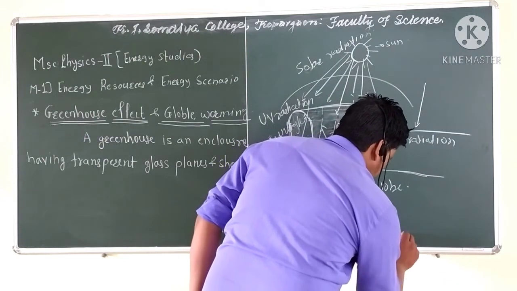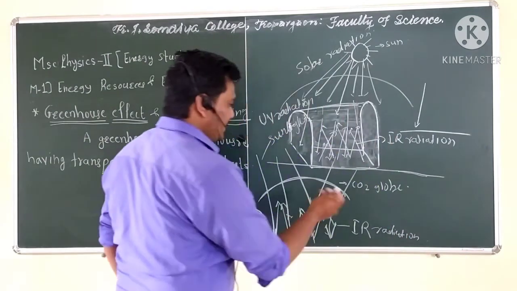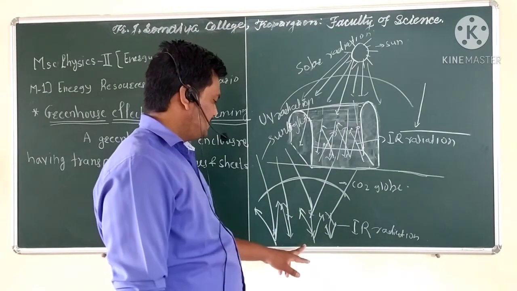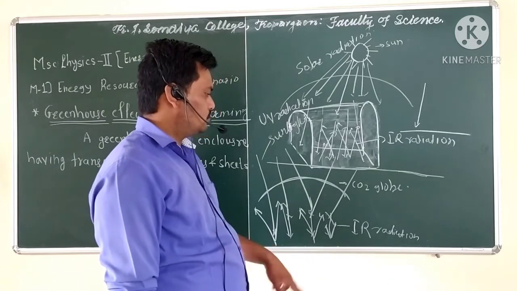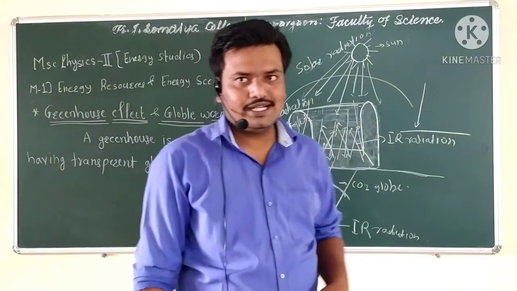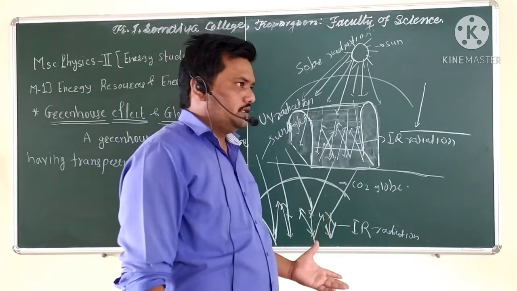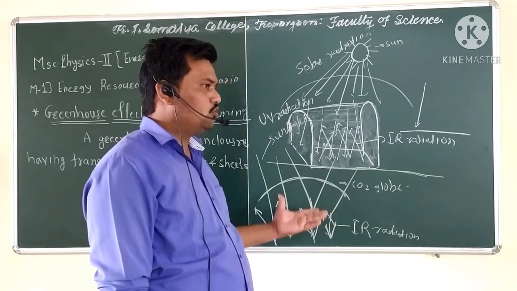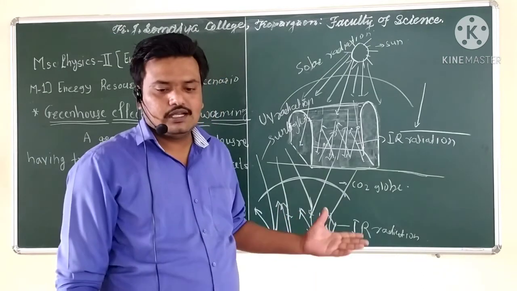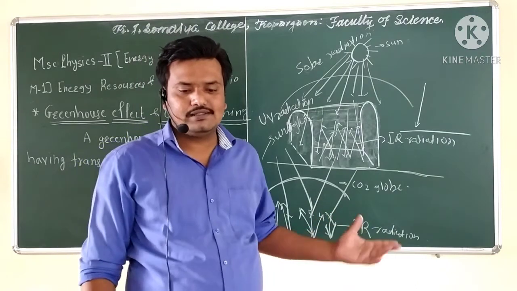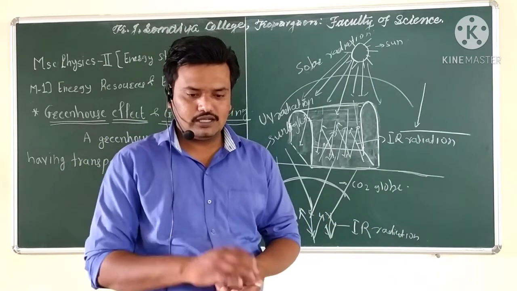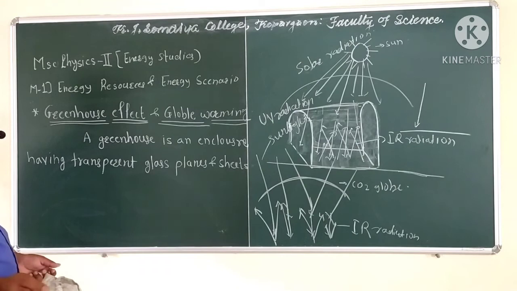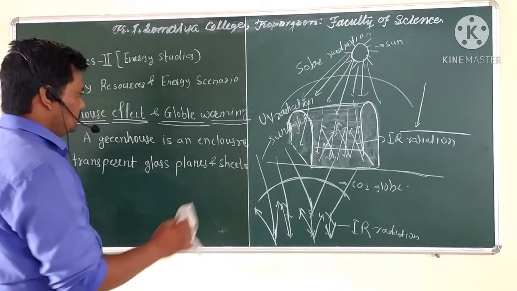So suppose the CO2 like a globe and other greenhouse gases create a globe-like structure in the atmosphere, which restricts this IR radiation from going upward out of the atmosphere. That is why the surface layer of the earth and the atmosphere, the temperature of the earth, will be increasing, and this phenomenon is known as the greenhouse effect. So here I am writing it in detail: what is meant by the greenhouse effect.